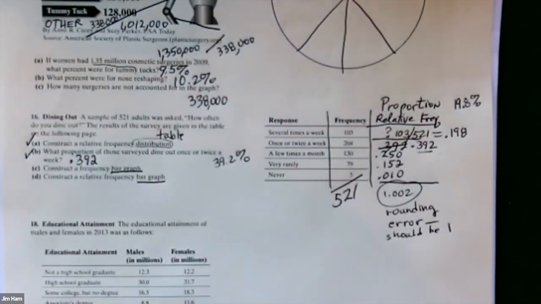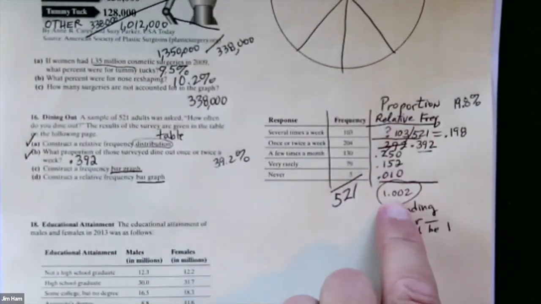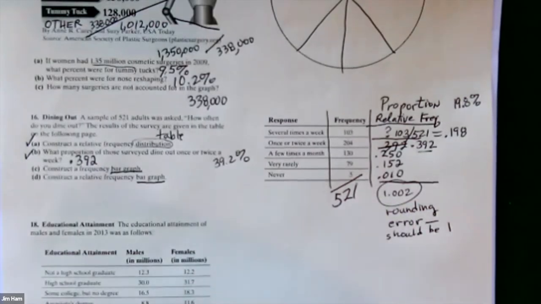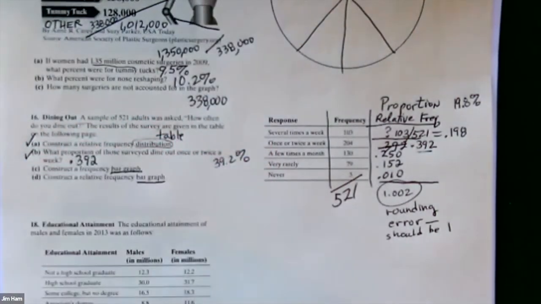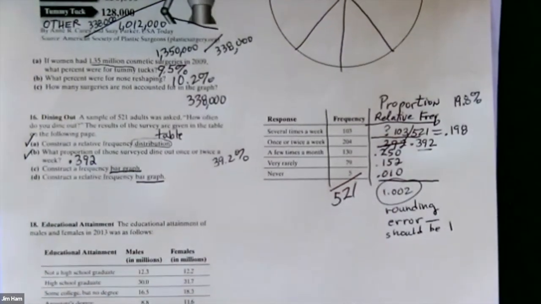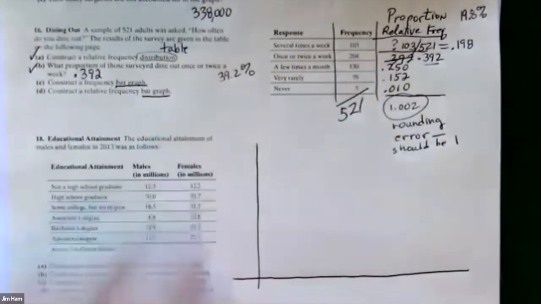All right, there are two graphs, C and D. They're very similar. One of them uses the vertical scale frequency, and the other one uses the vertical scale relative frequency. But other than that, the graphs are identical. This is a bar graph. We have 1, 2, 3, 4, 5 categories. The categories will go along the horizontal axis, and the frequencies or the relative frequencies will go along the vertical axis. The bars will have gaps between them. And so let's go ahead and construct this by hand. All right, so freehand.